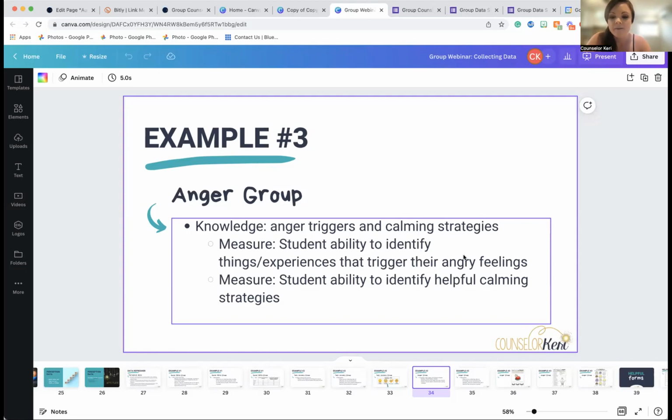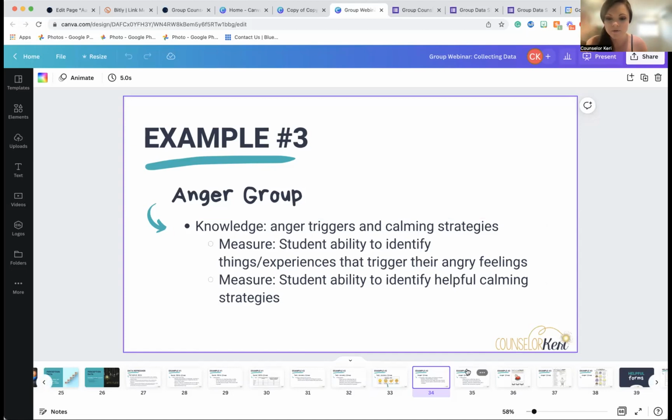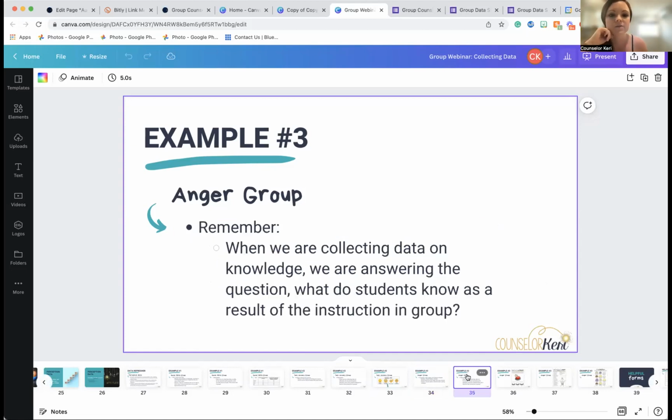So the things that I'm going to show you for this are pages from a workbook that I use, but it's really simple to use these as data collection tools too.